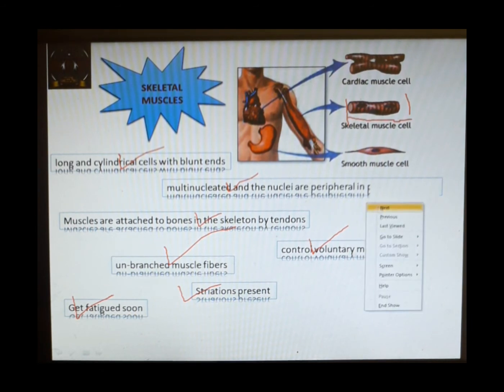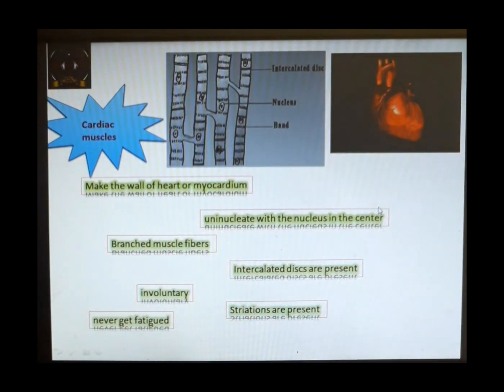And the third type of muscles we have are cardiac muscles. On your screen you have this animation of the heart. Okay, the contraction and relaxation of the heart is possible because of cardiac muscles. Now these muscles are exclusively present in the wall of the heart, and the wall of the heart is known as myocardium. So myocardium is made up of cardiac muscles.